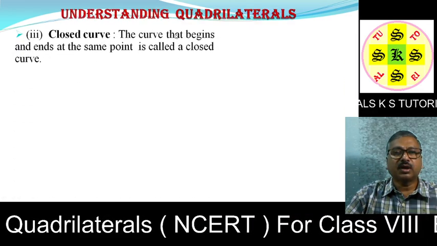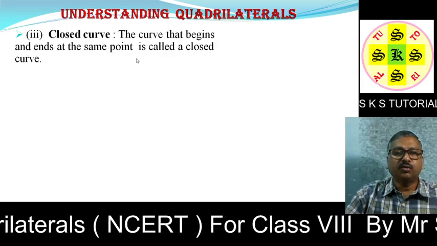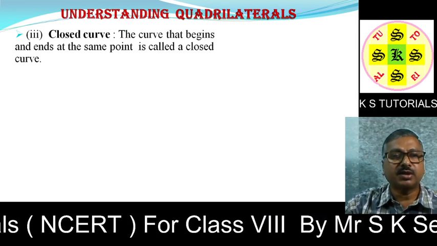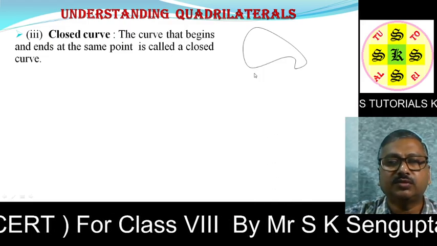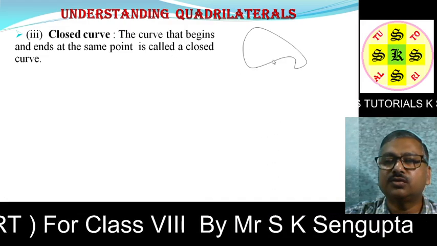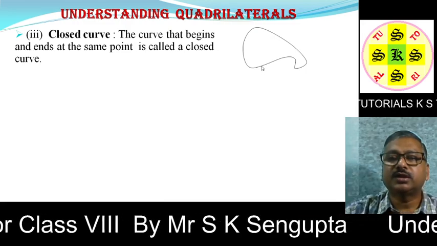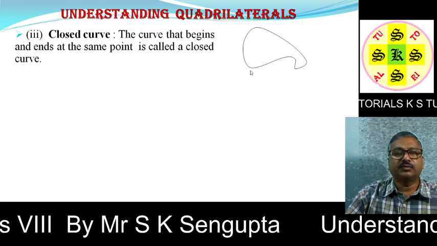Now closed curve, the curve that begins and ends at the same point. For open curve, starting point and ending point are different, but for closed curve, starting point and ending point are the same. So now see the figure. See here, there is no starting point and ending point. If we consider this is a starting point, it's at the same point. So that's why this is closed curve.